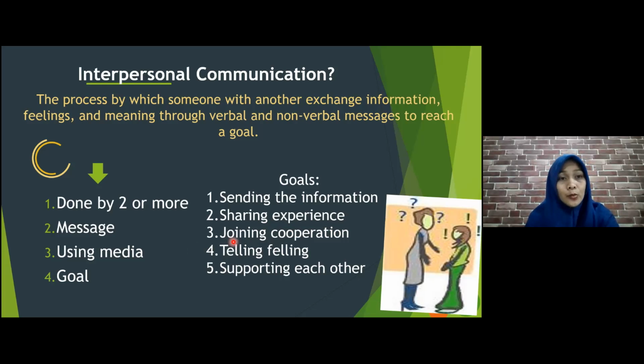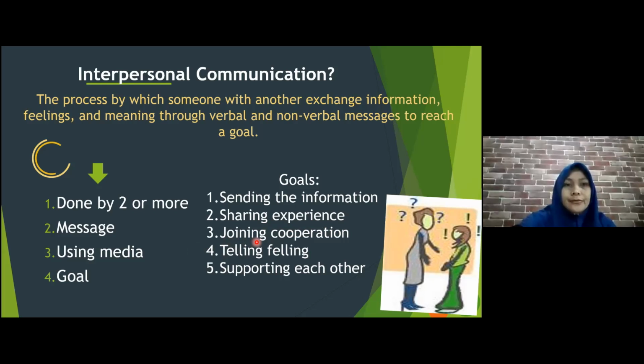Or the third one, for joining cooperation. Doing the cooperation with your customer, your guest, your partner, your colleague, right? It needs to be done in interpersonal communication, because it takes more than two people to agree about a deal, to agree about an MOU, to get cooperation.